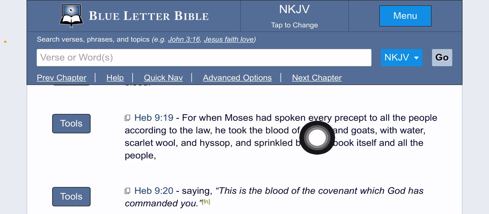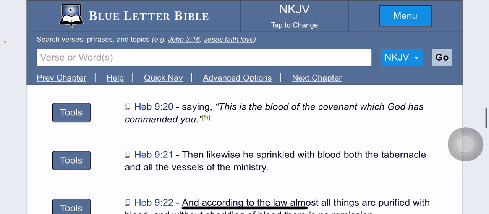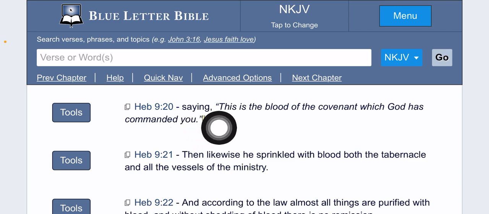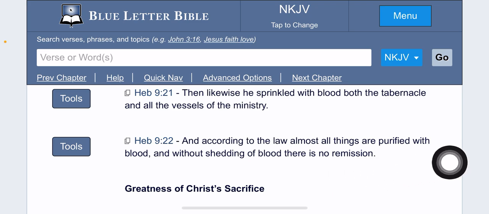For when Moses had spoken every precept to all the people according to the law, he took the blood of calves and goats with water, scarlet wool, and hyssop, and sprinkled both the book itself and all the people. So that's how we asked for the forgiveness of our sins, saying, this is the blood of the covenant which Yahweh has commanded you. Then, likewise, he sprinkled with blood both the tabernacle and all the vessels of the ministry. Okay? And according to the law, almost all things were purified with blood. And without shedding of blood, there was no remission.